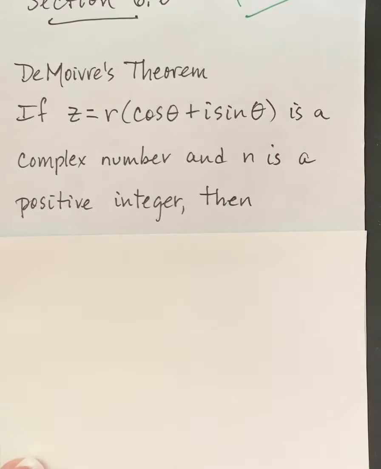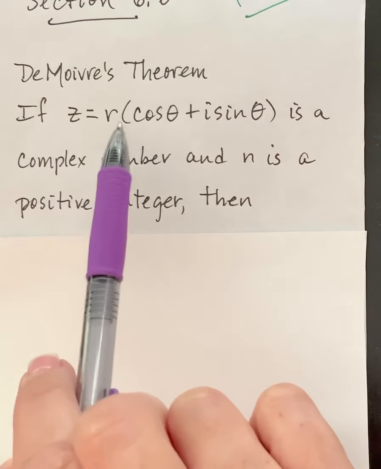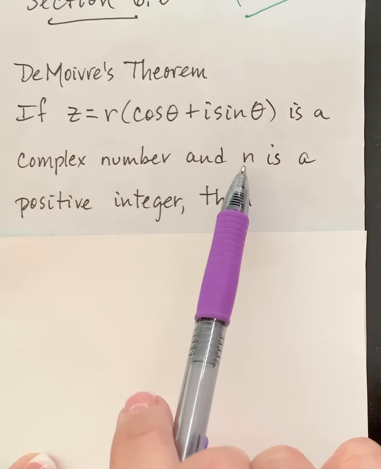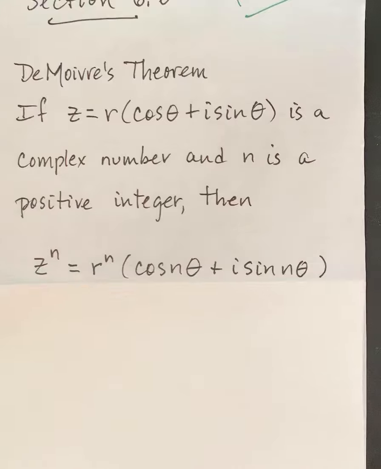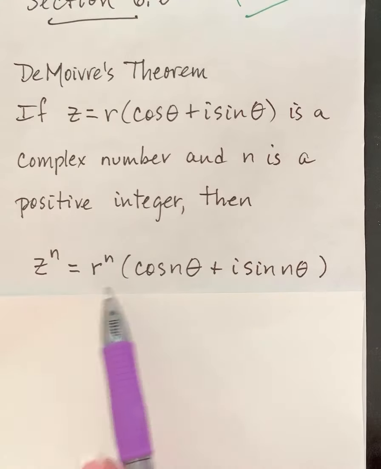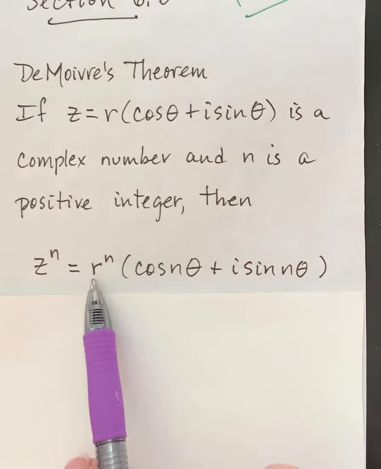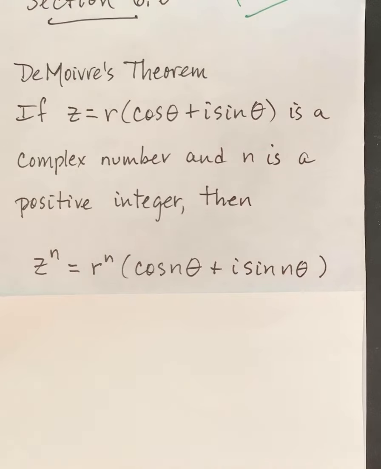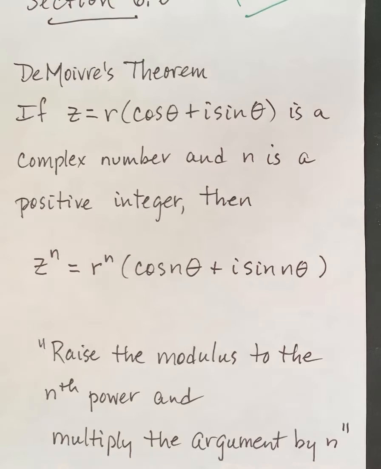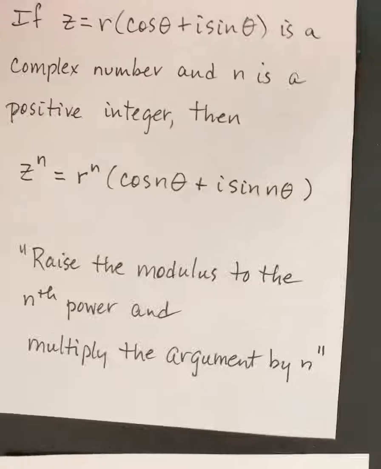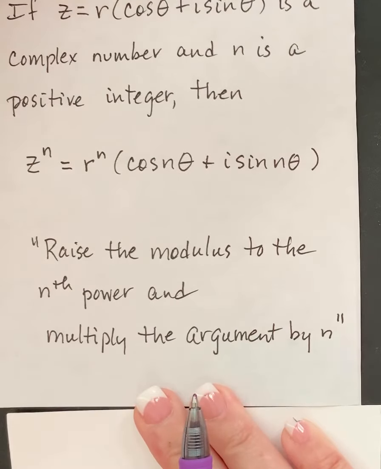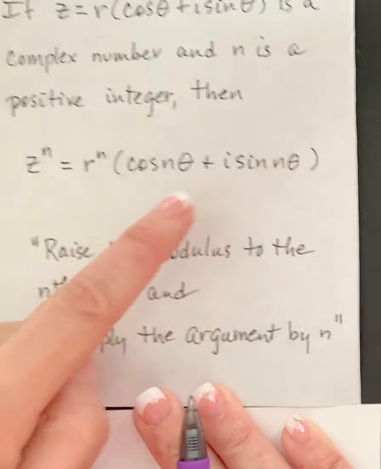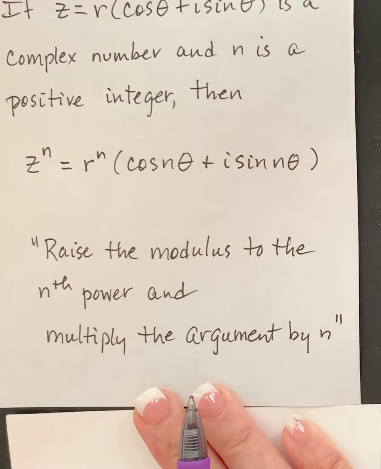And this is de Moivre's theorem: if you have a complex number z, and this is its trig form, r cosine theta plus i sine theta, and n is a positive integer, meaning a whole number, then z raised to the power of n is going to be equal to this. r raised to the power of n times the cosine of n theta plus i times the sine of n theta. So basically, you will raise the modulus to the nth power, and you'll multiply the argument by n. So once again, you're going to do something to the modulus and to the argument, but not the same operations.